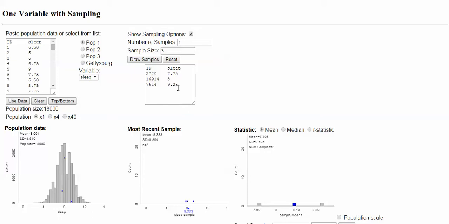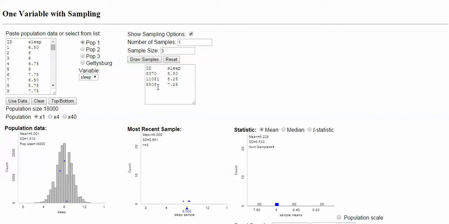So these 3 things, this right here, this right here, and this right here, they're all showing the most recent sample. So we're now on sample 3. So these are the 3 people in our 3rd sample. Here they are again, and here they are again. And when you draw a new sample, it updates.